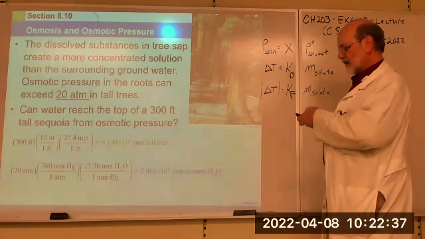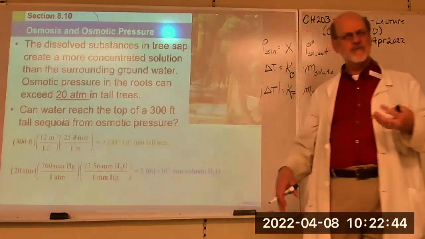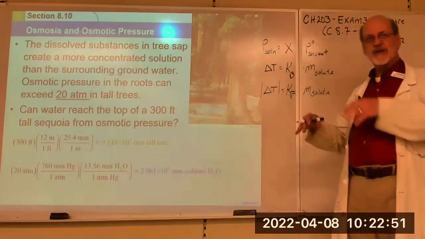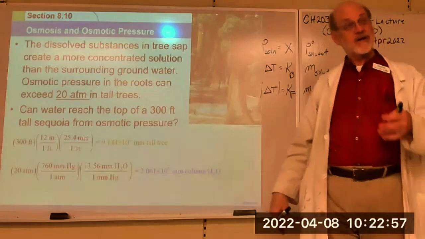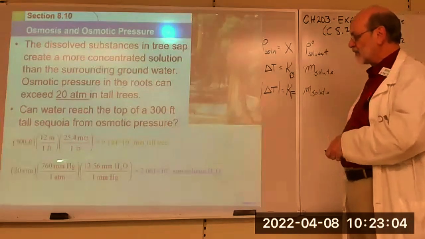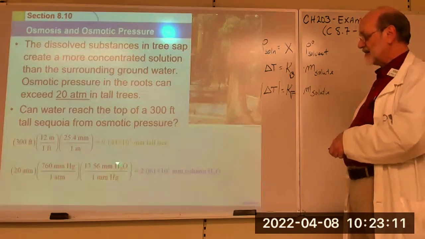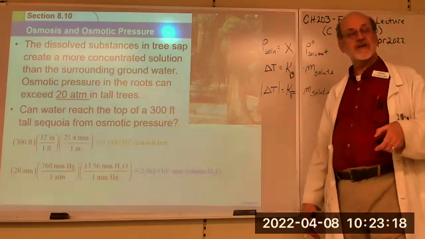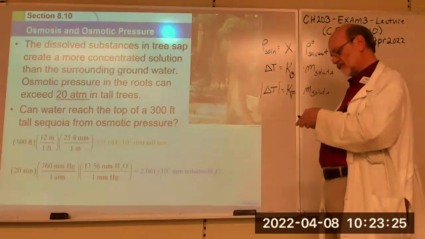What kind of pressure is 20 atmospheres in terms of millimeters of water? We know millimeters of mercury, right? 760 is one atmosphere. But we want it in terms of water because, roughly speaking, it's water moving up there. We know it's a solution, but for practical purposes and ease of calculation, we're going to use water. Just pure water will go that high. So if we've got 20 atmospheres pressure, then we can convert that to millimeters of mercury, and then we can use the density difference between water and mercury, which is 13.56 is the density of mercury, and the density of water is 1. So that's the ratio.